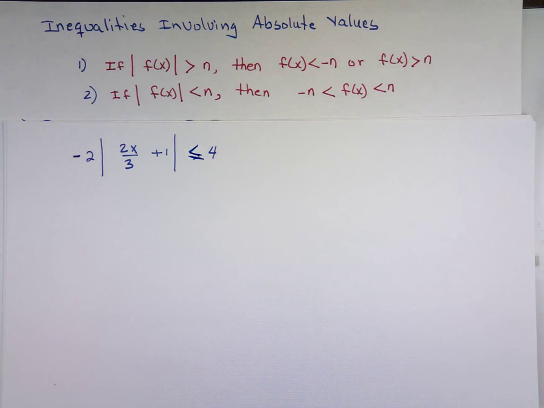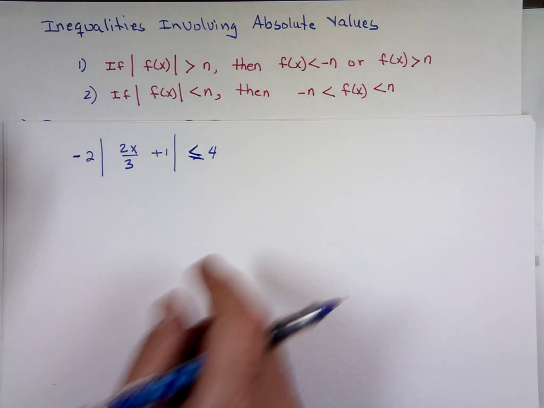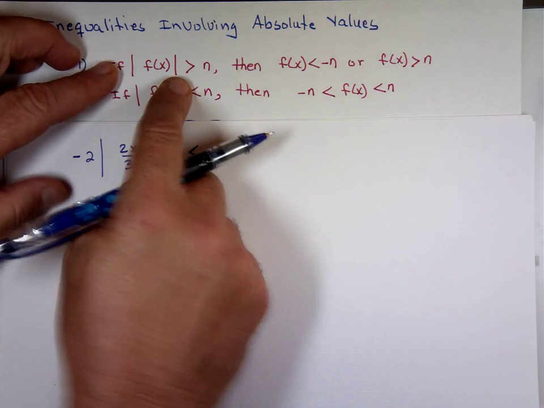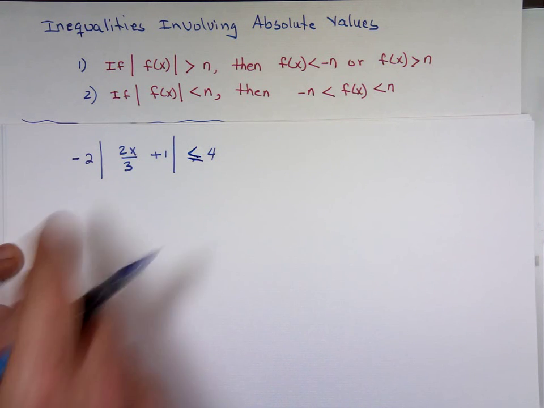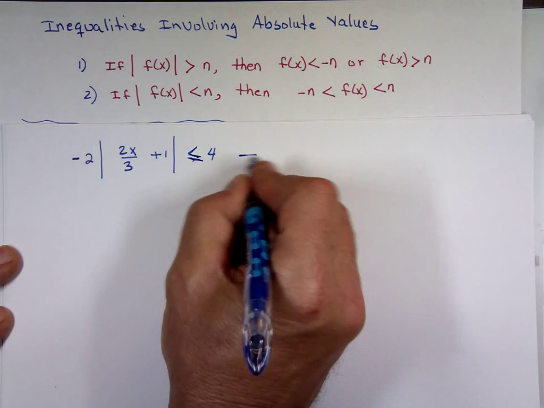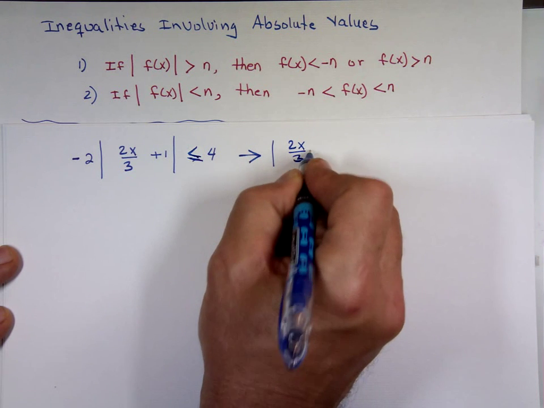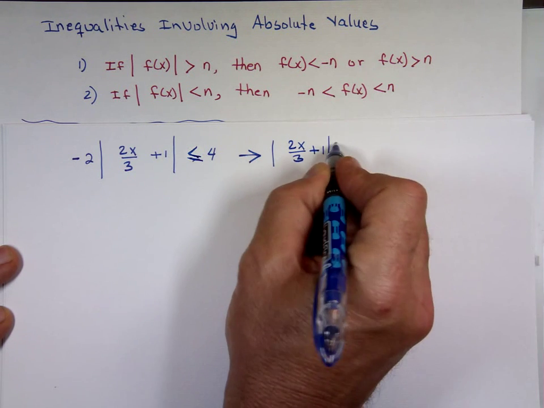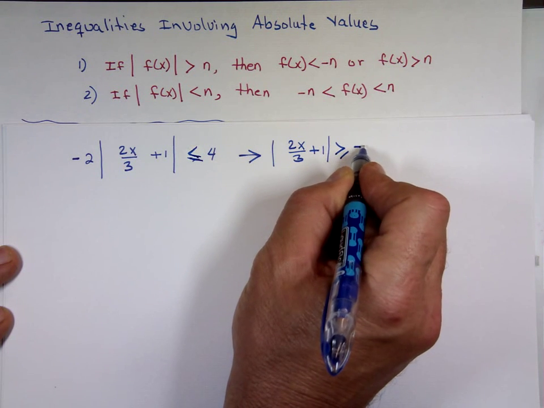What's my first step before I break it down? I should do something before I look at this. This one says if you have the absolute value of f of x bigger than, well, I got some extra piece in the front. See that minus 2? I should take care of that minus 2. How do you take care of that minus 2? Divide both sides by what? Negative 2. So if you divide by negative 2, what are you going to have? 2x over 3 plus 1 is greater than or equal to what? Negative 2. 4 divided by negative 2 is negative 2.